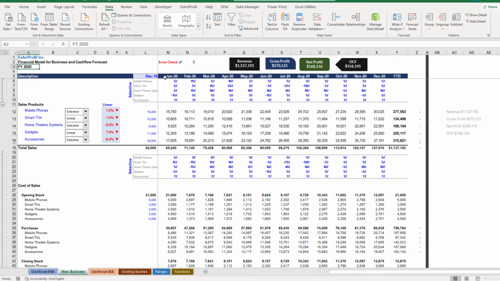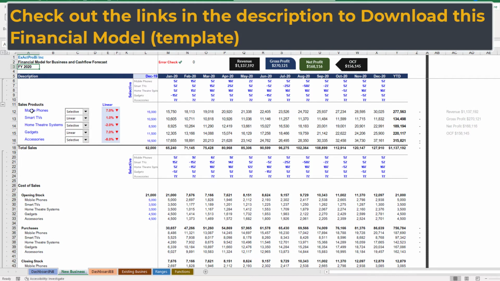To start with, we need to put in the starting date. Assuming this is the new business, we have planned everything by December 2019 and we are trying to forecast what our new business performance would be for the next 1 year, that is from Jan 2020 to December 2020. Here the business is more of an electronic store or fast-moving goods business. We have mobile phones, smart TVs, home theater systems, gadgets and accessories as our products.